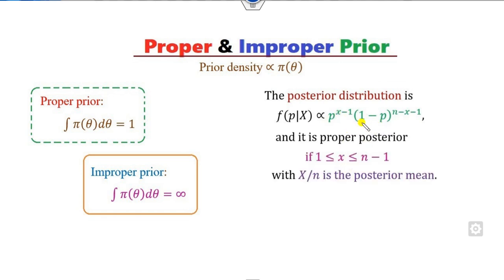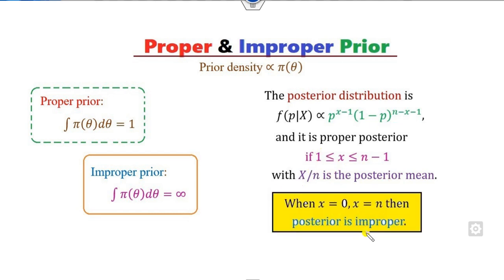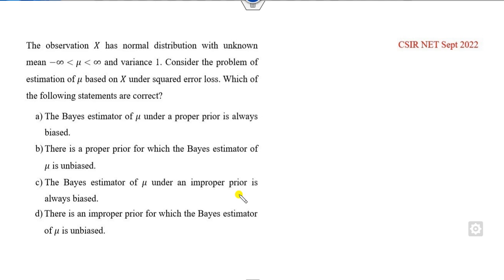Then again it clearly says that this is the posterior probability only when you take it as here. Why? If you consider x as 0, this value becomes minus 1, and this value becomes n minus 1. Again this becomes divergent. So it is improper. Therefore you can see x equal to 0 and x equal to n give an improper problem. So the right answer of this is here. When you have the proper, this unbiased is wrong. The right answers are A and D.